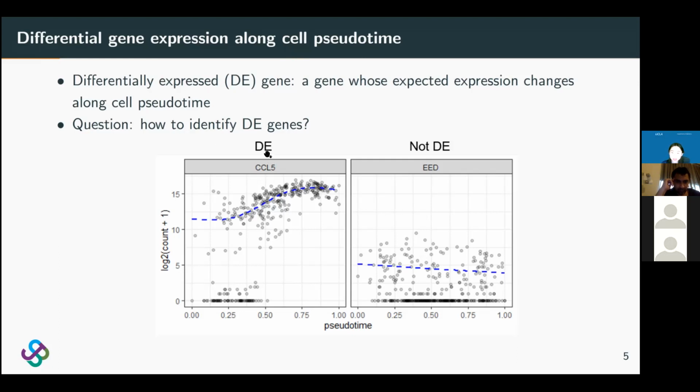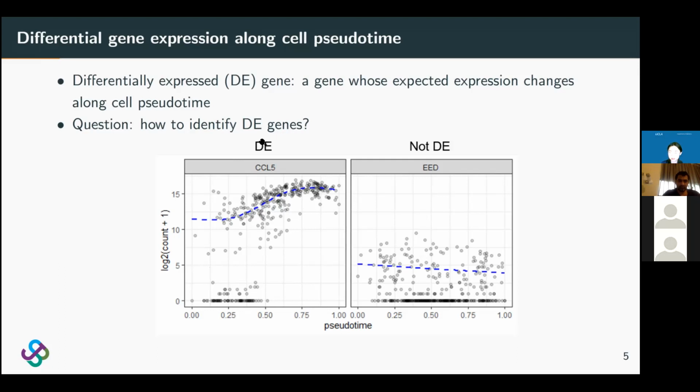So here are two examples. CCL5 is very well known to be cell cycle related and also immune response related. If this is the pseudotime x-axis, the y-axis is the log-transformed count. You can consider this to be gene expression level. You will see that in the earlier stage in the pseudotime, the gene is more lowly expressed, but in the later stage, it's more highly expressed. This fits our definition of a DE gene.